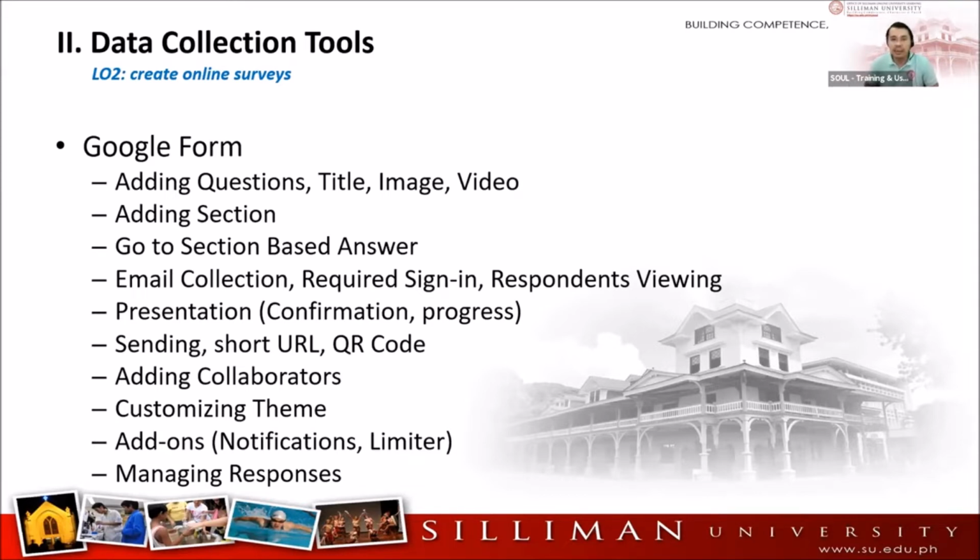We can also limit responses, especially if you are doing something like quota sampling, where you want only a randomized quota sampling of 100 responses. Once you got the 100, your form automatically stops receiving answers. And then, of course, how to manage responses from the Google Form down to our spreadsheet, a little bit of graphical visualization, and how to clean data from Google Form to our Excel sheet, ready to be processed in any statistical tool.